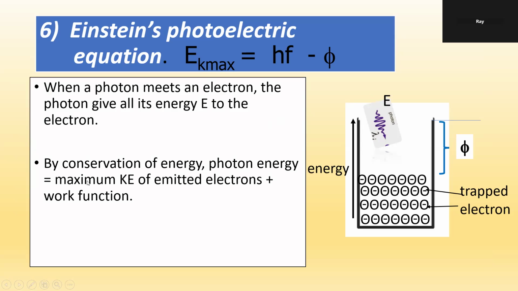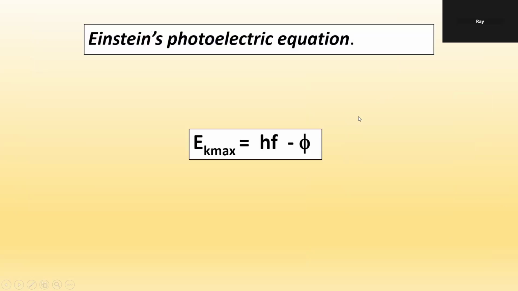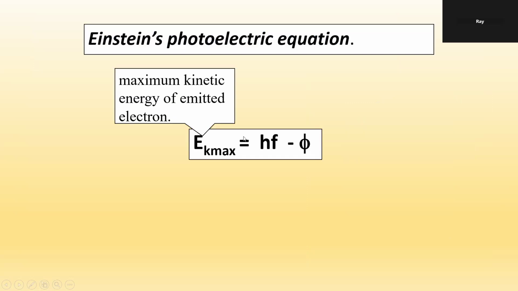That's the kinetic energy of the electron. That's the maximum kinetic energy of the emitted electron. This is the incident photon. The photon is the one that gives the energy to the electron. This is the work function, due to the attractive force of the positive ions of the metal on the electron. Different metals have different work functions.